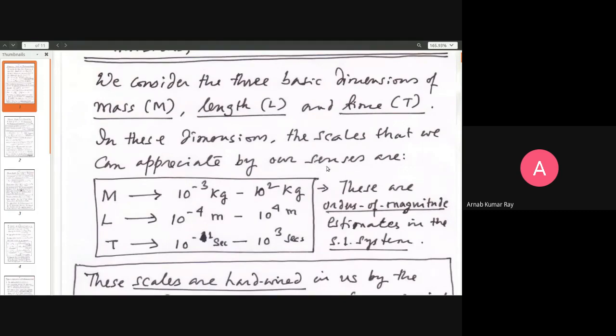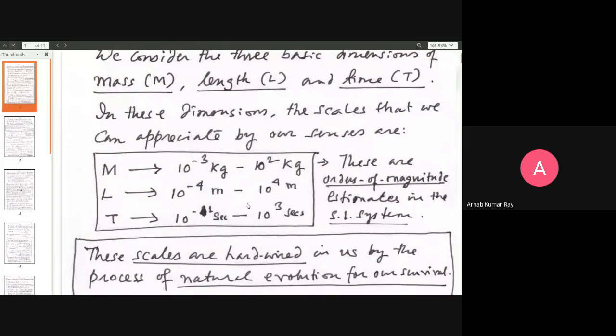I've written something over here. In these dimensions, the scales that we can appreciate by our senses are scale. Scale meaning, on this scale, this is what it is. These are the orders of magnitude estimates in the SI system. Let us try to understand that. First, let us consider mass.